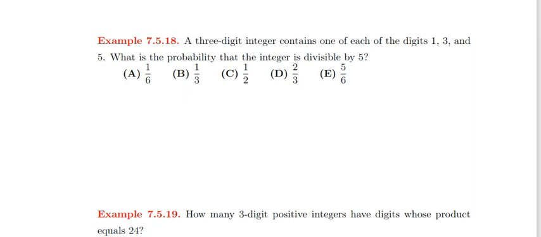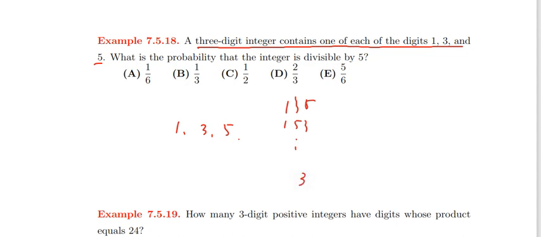So this problem says we have 3-digit integers containing 1 of each of the digits 1, 3, 5. So how many of those integers can we make? It could be 1, 3, 5, or it could be 1, 5, 3, like that, right? So totally we have 3 factorial.